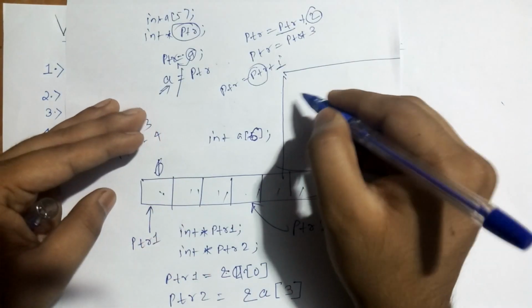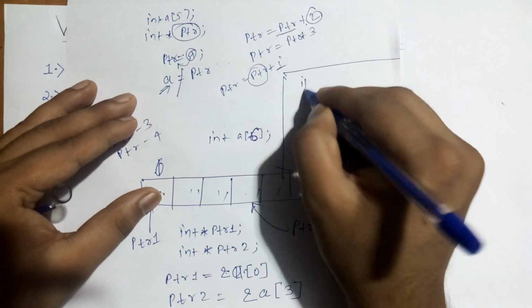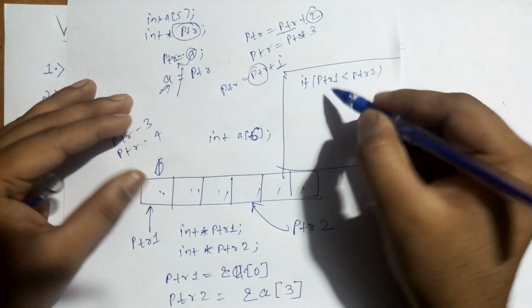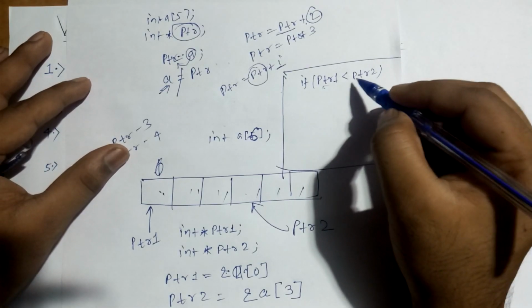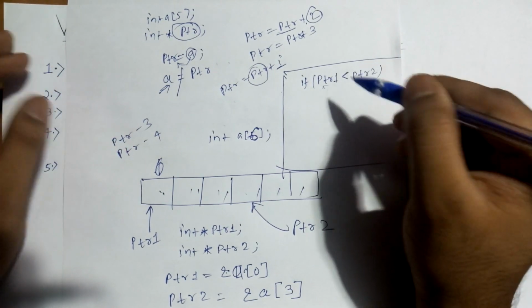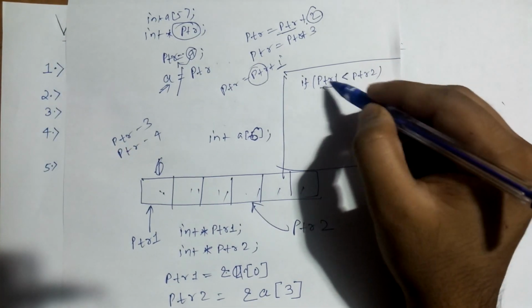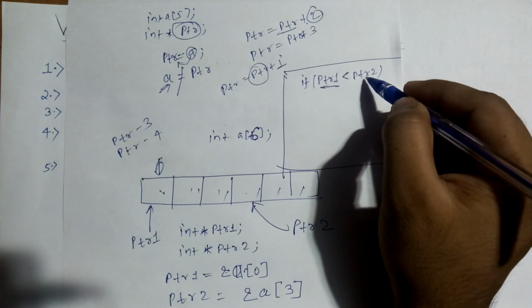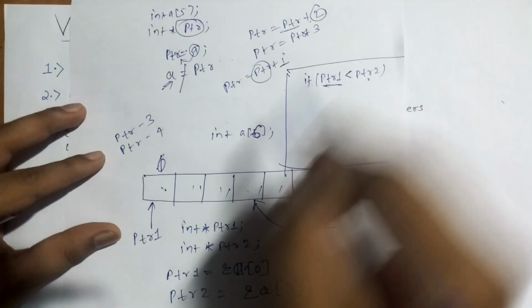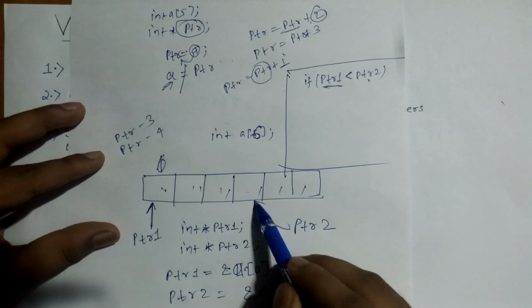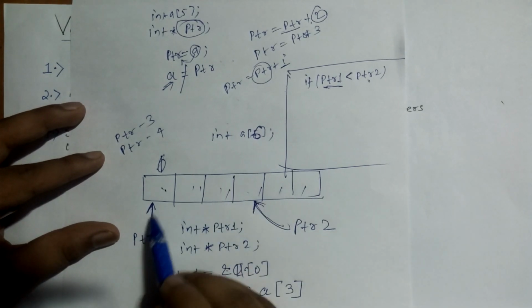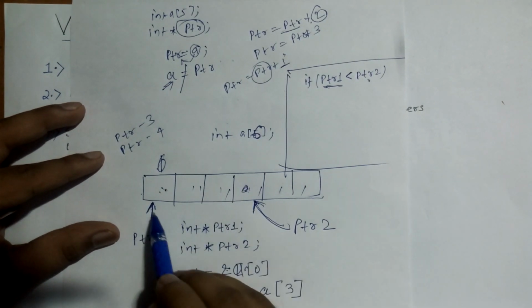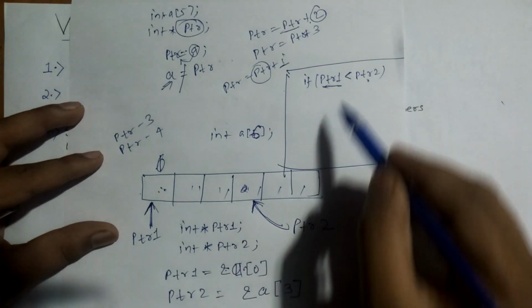You can compare ptr1 and ptr2. If ptr1 is less than ptr2, it means that ptr1 is pointing to a memory location which is to the left of the memory location to which ptr2 is pointing. ptr1 is pointing to this memory location and ptr2 is pointing to this memory location, and this one is to the left of that one. So ptr1 less than ptr2 is true here.